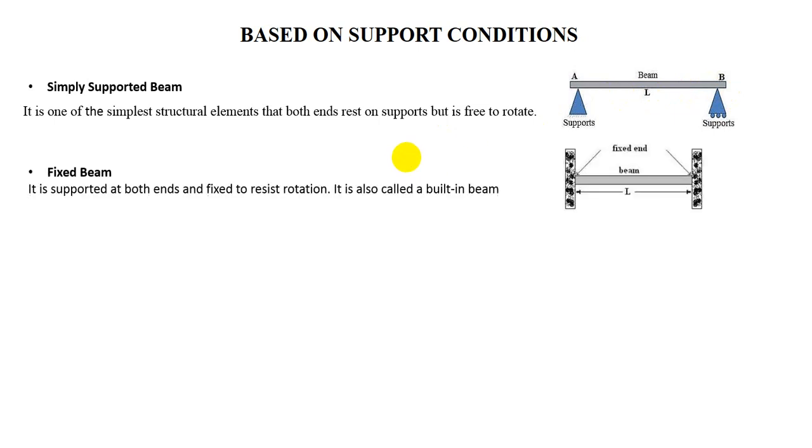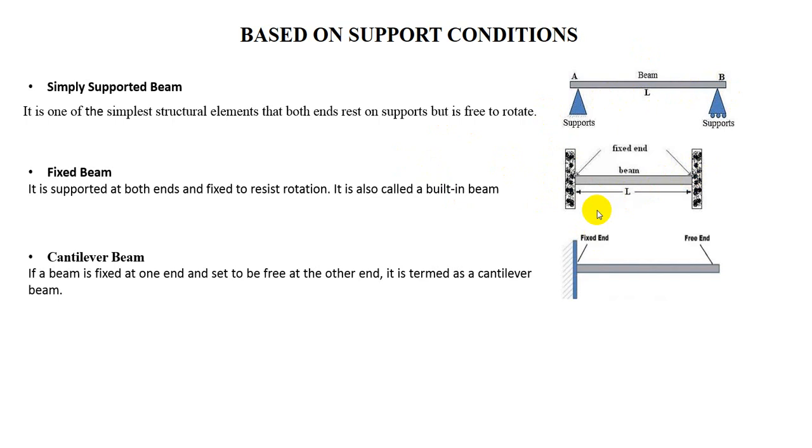Then the fixed beam. For a fixed beam, both sides are fixed and cannot rotate. And for a cantilever beam, one side is fixed and the other side is free, and it cannot rotate at its fixed end.